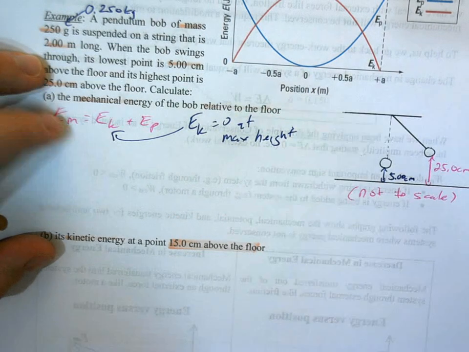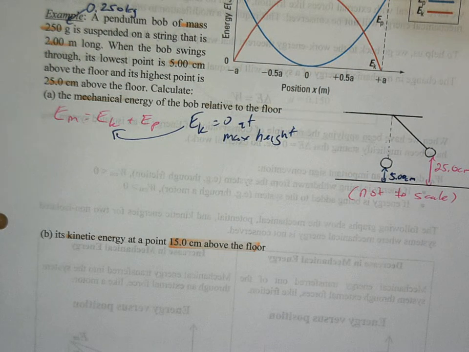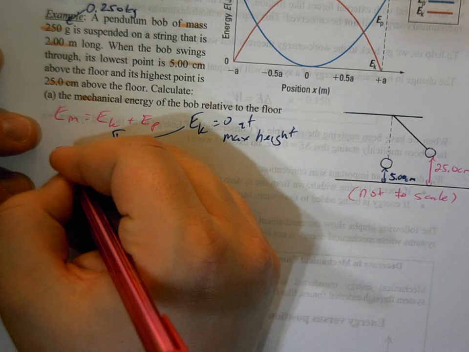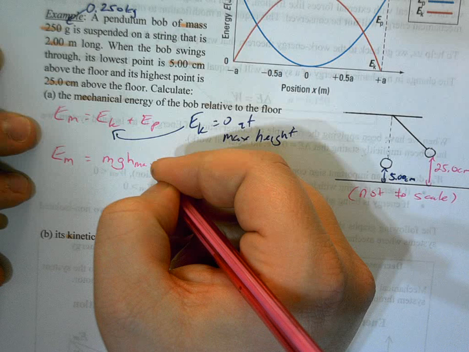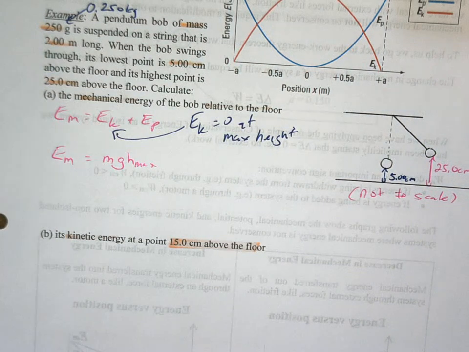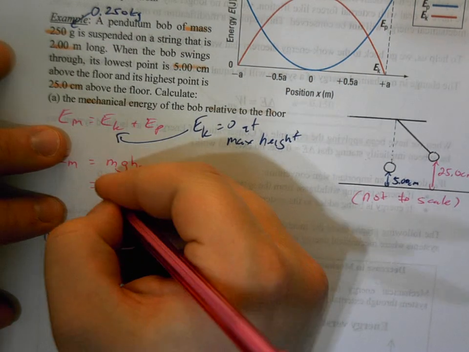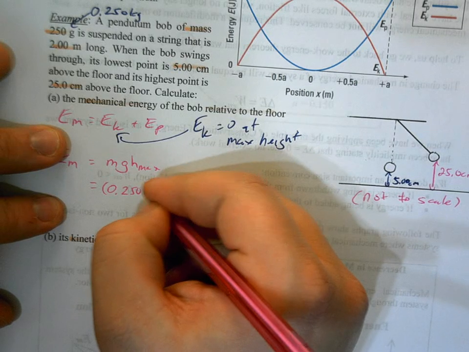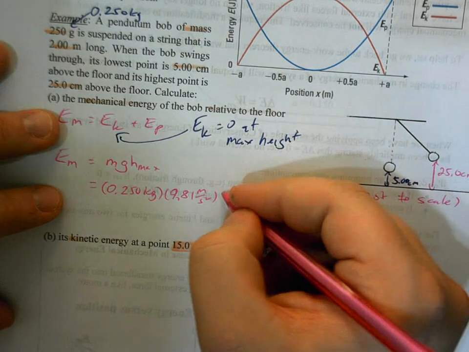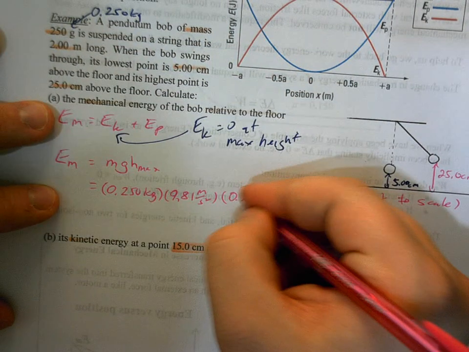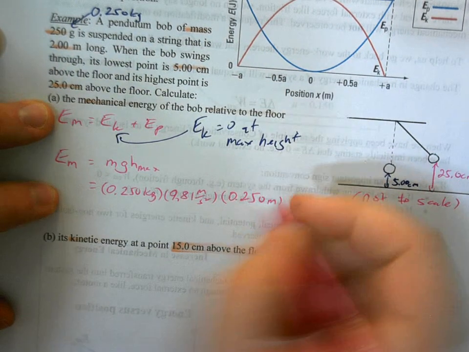So what I'm going to do is calculate the mechanical energy at the maximum height, and that's fine. Wherever I calculate the mechanical energy, it will always be a constant. So at maximum height, we're going to use the mass times g times this height above the ground. So we have our mass of 0.250 kilograms, we have our 9.81 meters per second squared, and then our height above the ground is 25 centimeters, or 0.250 meters.